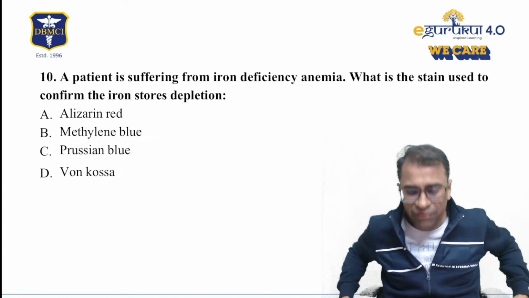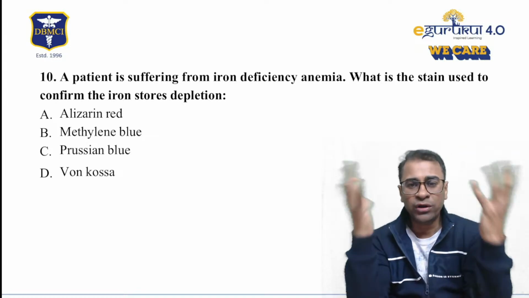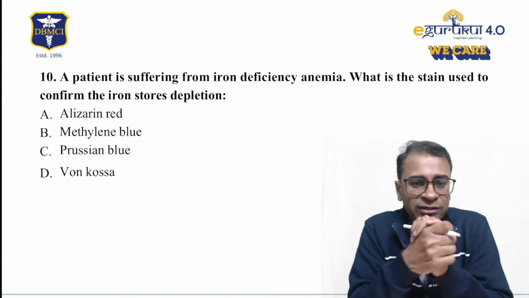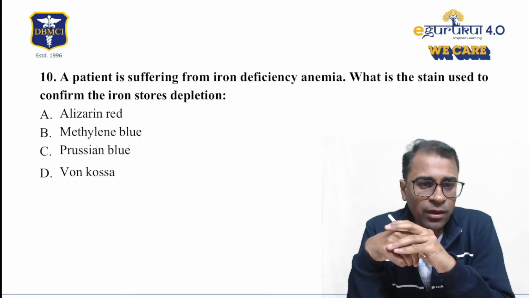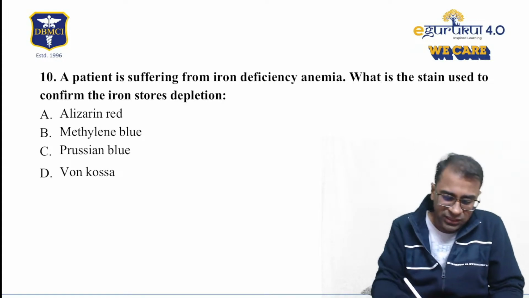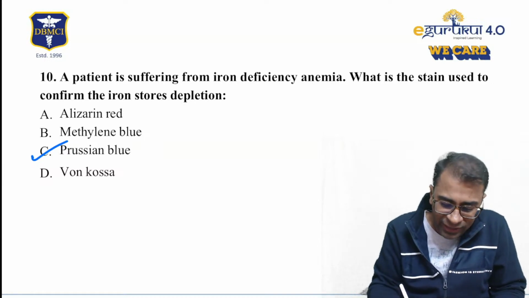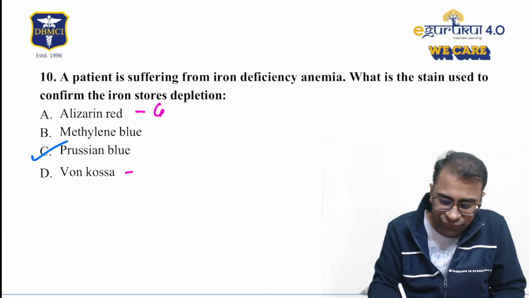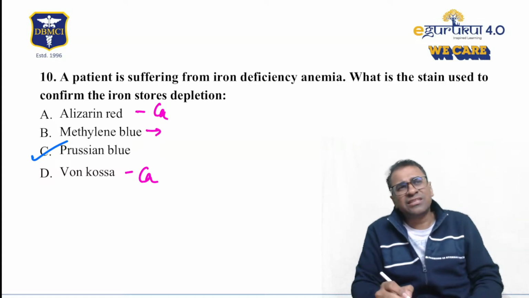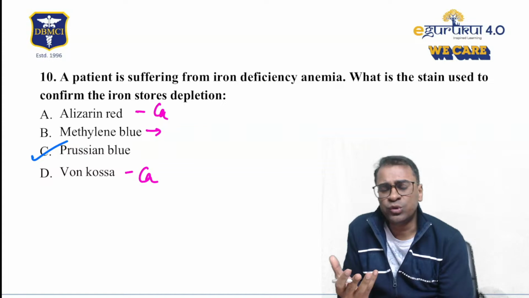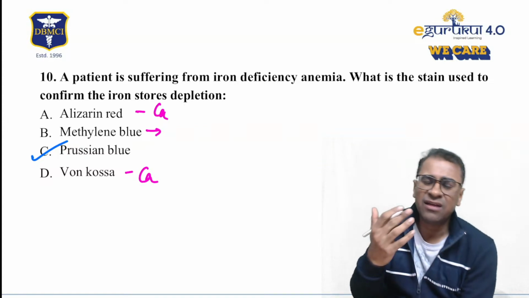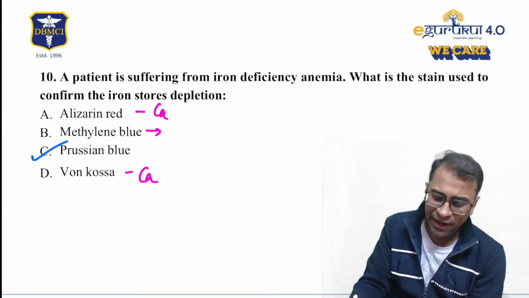A patient suffering from iron deficiency anemia, what stain would you use to confirm iron store depletion? Hanji, answer is Prussian blue. Yes, Prussian blue. देखो, Alizarin red and von Kossa करते हैं for calcium. Okay, and methylene blue. These are not exactly the stain used to stain anything, but do remember all the cells in the hematology, they act along with methylene blue.